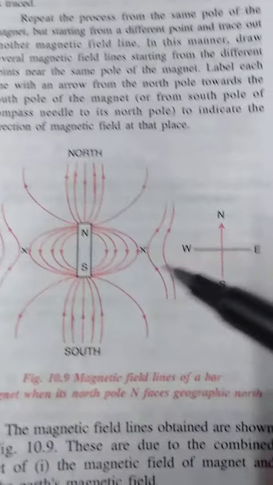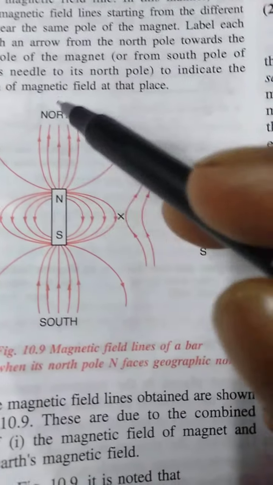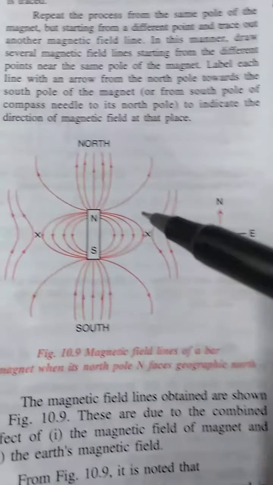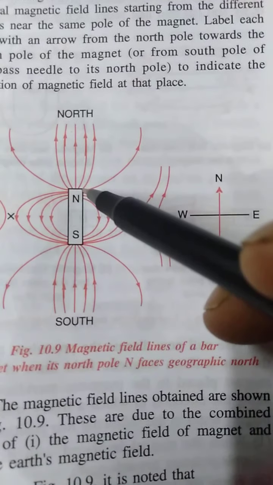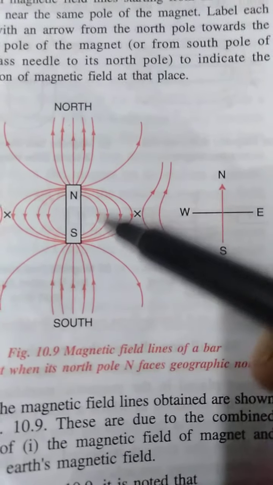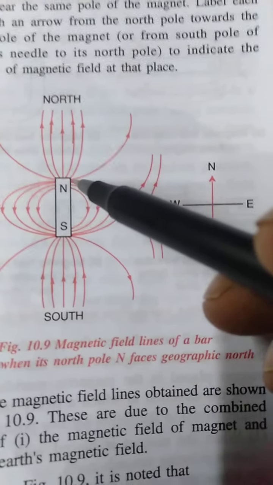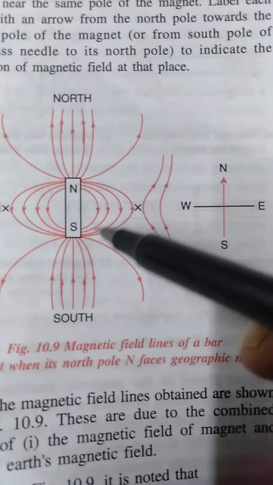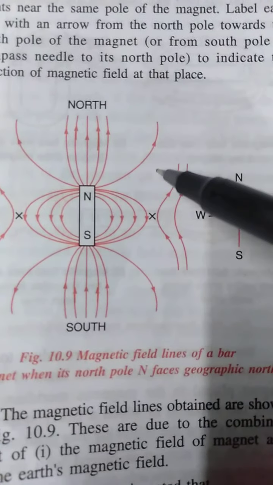We have kept a bar magnet with the north pole facing towards the geographical north and the south pole towards the geographical south. With the help of a magnetic compass, you place the compass here and go on marking the tip of the compass. Suppose you place the compass here, you put a dot on the tip, again you place the compass here, put a dot on the tip, and this way you go on, and you will find this type of lines of force.